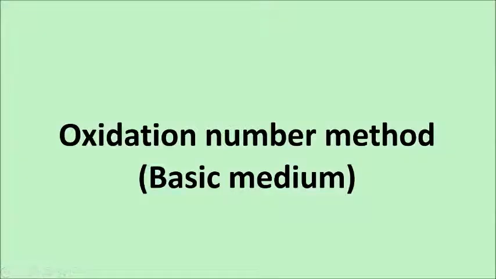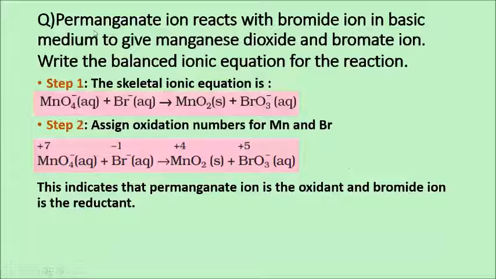Next, we have to see the oxidation number method in basic medium. Let's see another example: permanganate ion reacts with bromide ion in basic medium to give manganese dioxide and bromate ion. Write the balanced ionic equation for the reaction. Now here we have permanganate, that is potassium permanganate; when you dissociate it, you will get what?